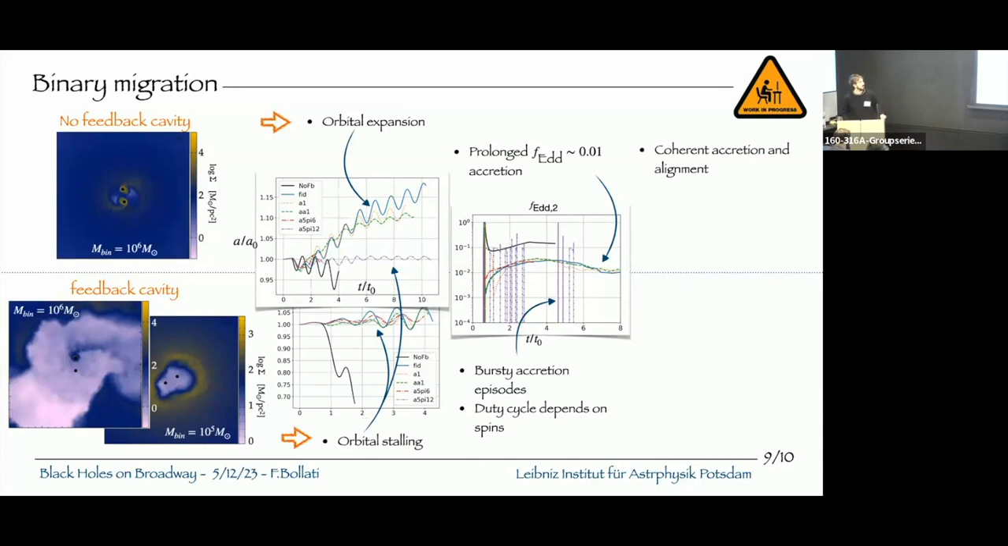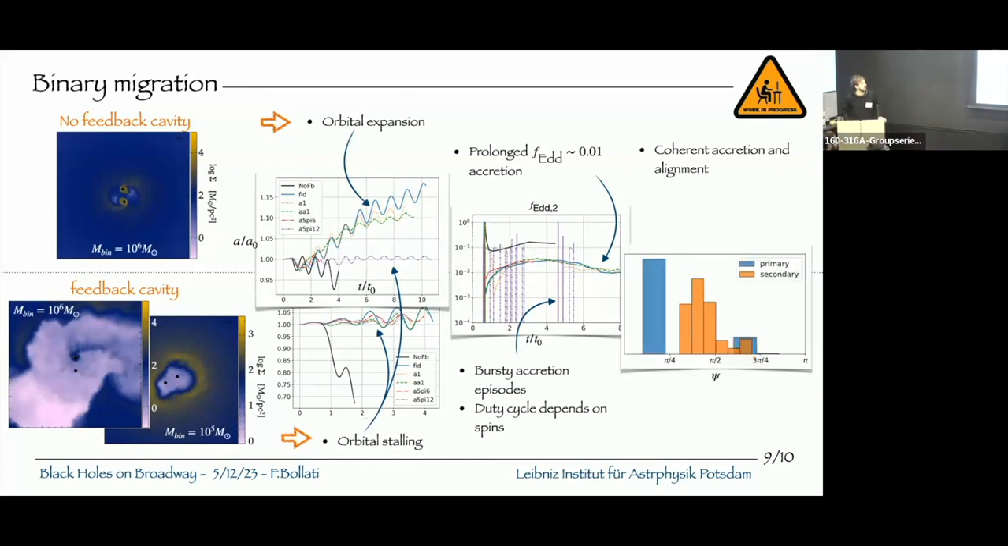And finally, if there is no feedback cavity, the accretion on the black holes is coherent, while in the other case, the accretion episodes tend to be misaligned with respect to the direction of the spin, and therefore these accretion events cause an erratic spin direction evolution.